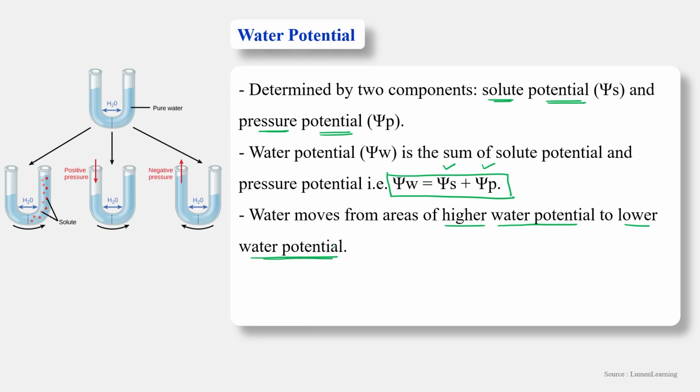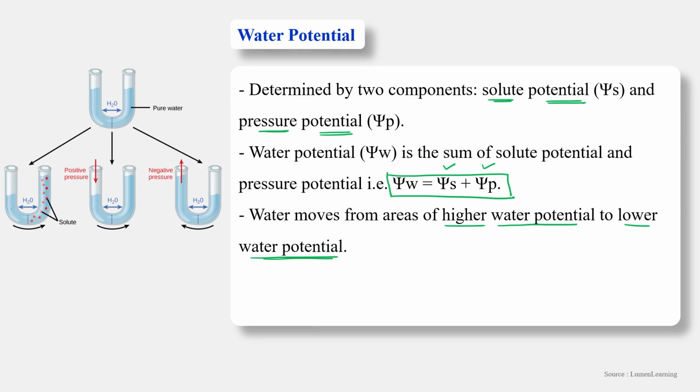Normally, water moves from an area of high water potential to low water potential, right? As you can see over here in this particular vessel, pure water is there. So water is present on both sides of the vessel, and there is a membrane in between. If we put some amount of solute over here, then obviously water moves from the area of high concentration. Over here there is no solute, so the concentration of solvent, or we can say water, is more.